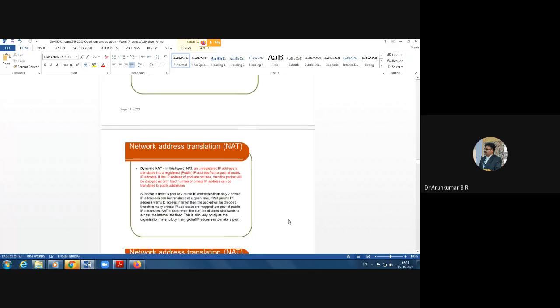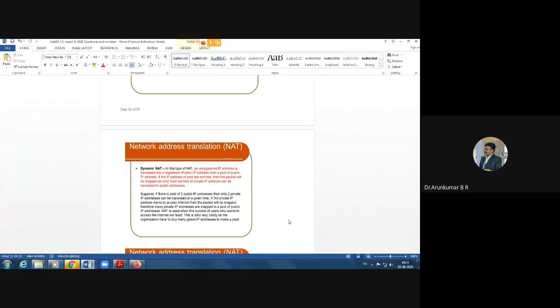Let us look at the network address translation types: static, dynamic, and one more type. In the first, we can understand that if you have a large organization, or any organization, with a large number of devices to connect to the public IP address, which is the common case now, static NAT is not suitable. Let's see what dynamic NAT is and whether it is suitable.